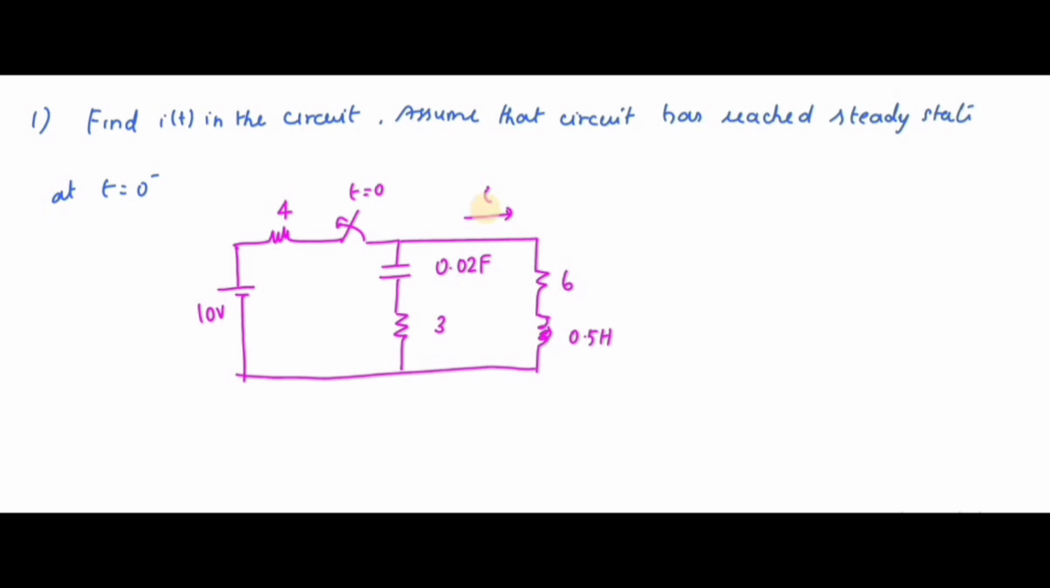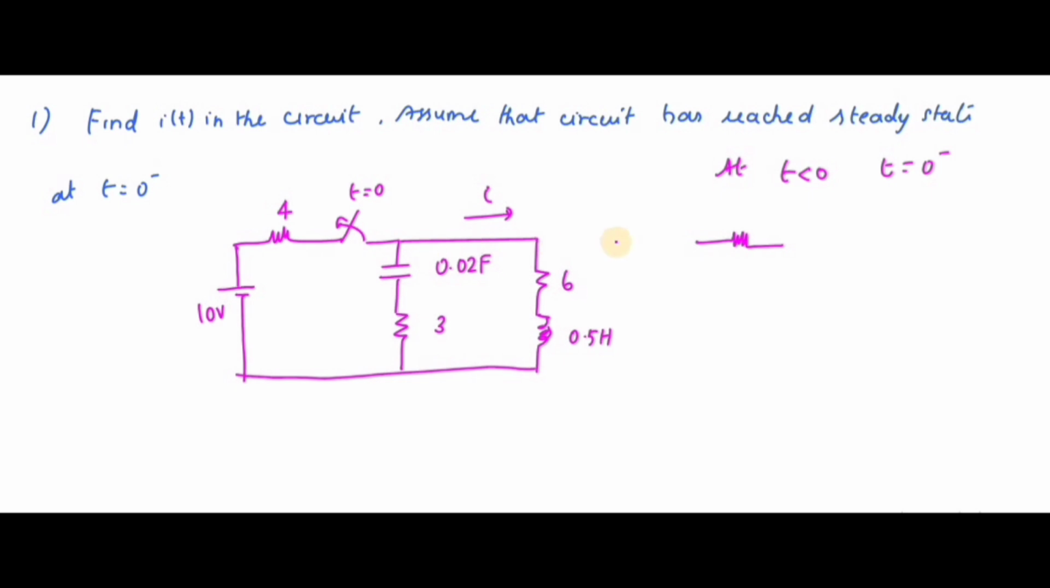At t equal to 0, the switch is opened. So before that, that is t less than 0, it is closed. At t equal to 0, it is open circuited. Before that one, it is closed. So if it is closed, then at t equal to 0 minus.